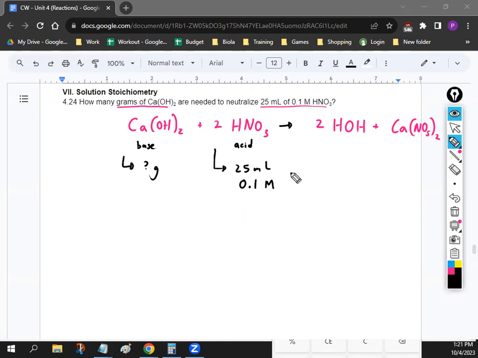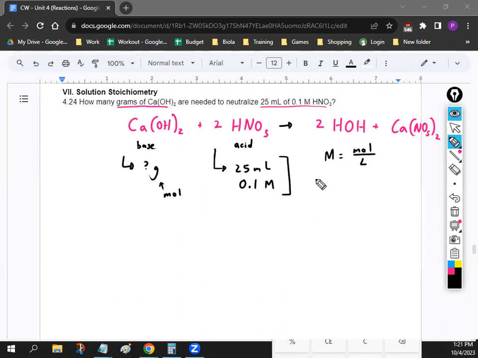So we're going to take the numbers that we start with and manipulate them in order to find grams. Based on what we've learned, if you find moles, you can find grams using the molar mass. So we're going to use these numbers right here to find moles, using the molarity formula.